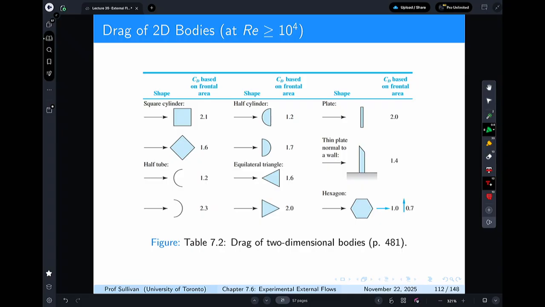And half tube, for example, you're catching the fluid and then it's trying to go around. So there's a lot of things that you start to look at. These are 2D bodies, not 3D.